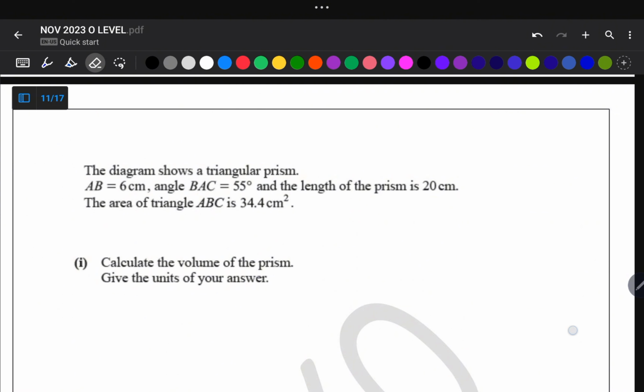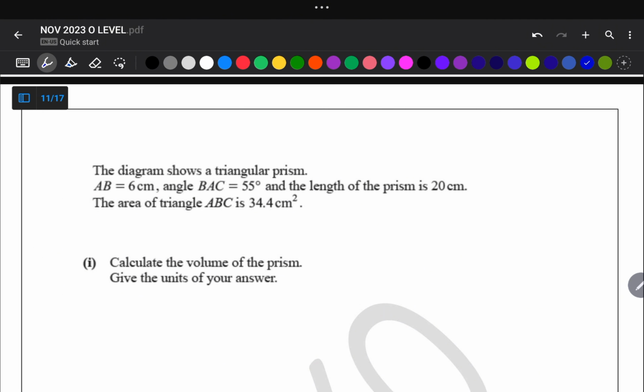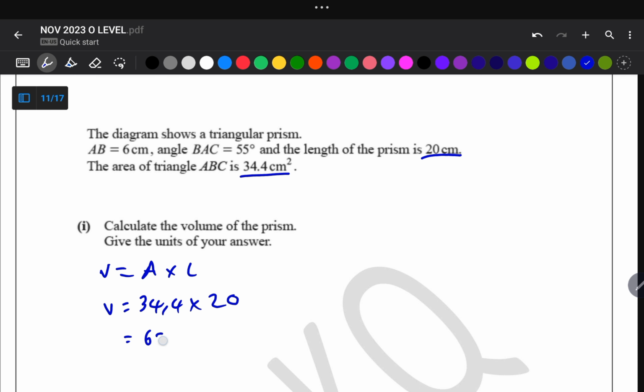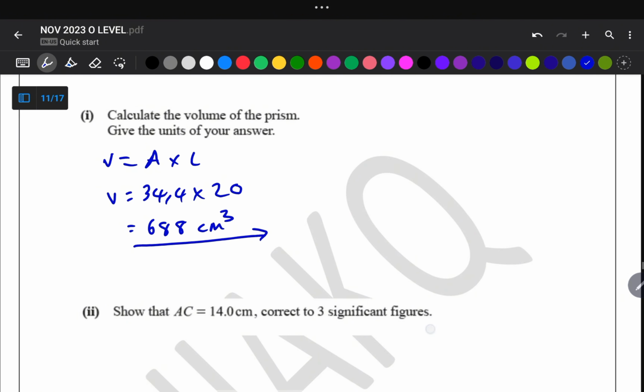Okay, so volume of the prism is equal to area of the triangle multiplied by length of the prism. So we are given the area of the triangle, which is 34.4 square centimeters, and also the length of the prism, which is 20 centimeters. So our volume is 34.4 multiplied by 20, and this gives us 688 cubic centimeters. So this is the value of our volume of the triangular prism.